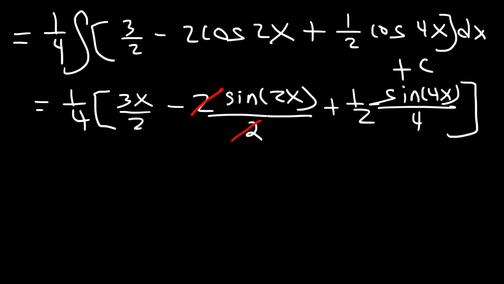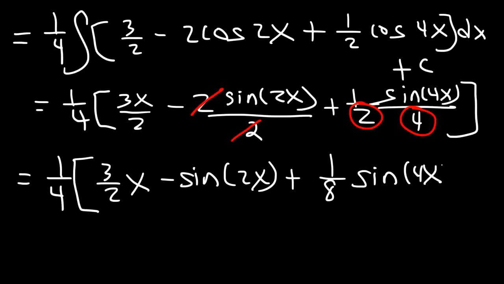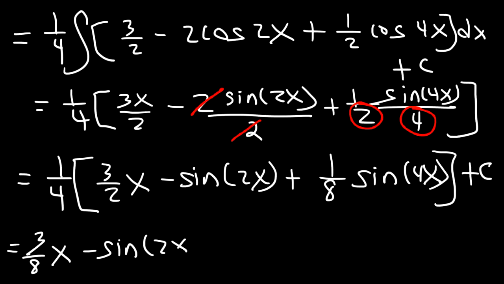Two divided by 2 is 1, and then we can multiply 2 and 4 to get 8. So this is equal to 1/4 times 3 over 2 x minus sine 2x, and then plus 1 over 8 times sine 4x. Now you can leave your answer like this, or if you want to, you can distribute the 1/4 to every term. If you do, you should get 3 over 8 times x minus... actually, wait, no, that's going to be 1/4 sine 2x.